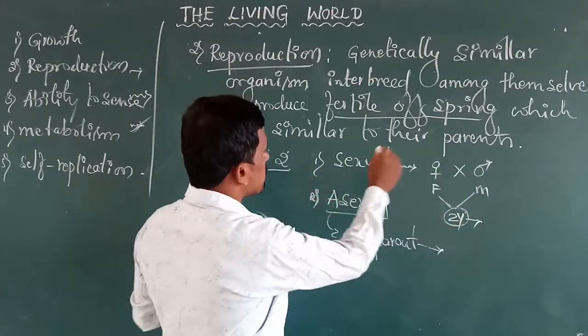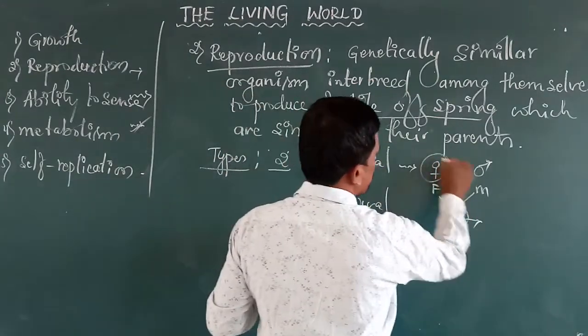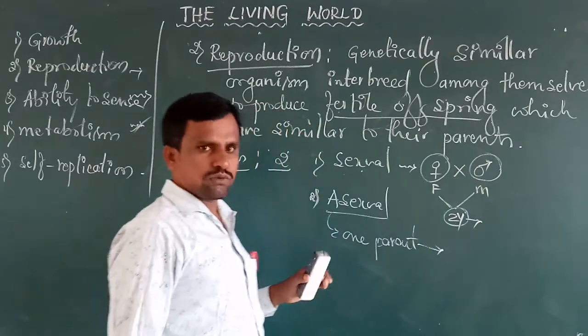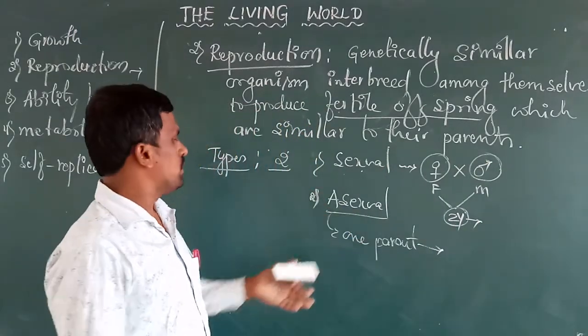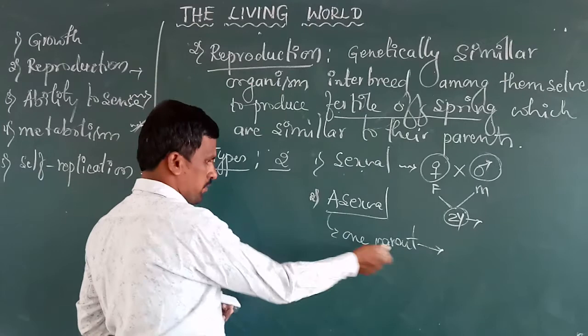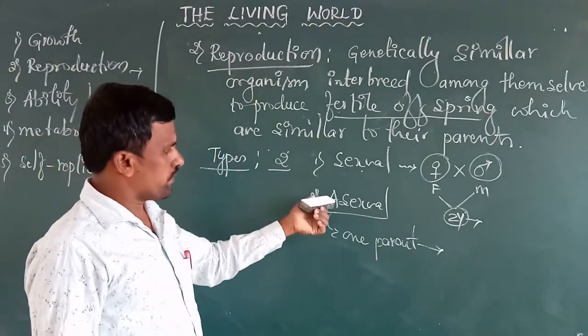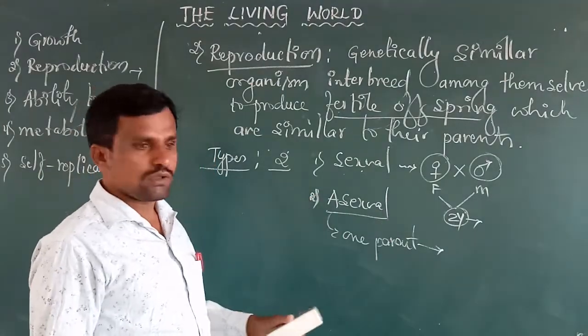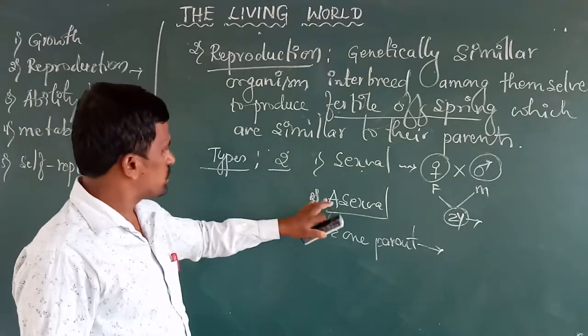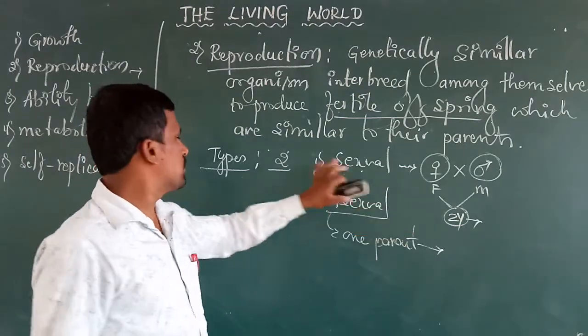So in sexual reproduction, both male and female organisms are involved. In asexual reproduction, there is no involvement of male and female. Here only one parent produces another one. Offspring are also produced in asexual reproduction.